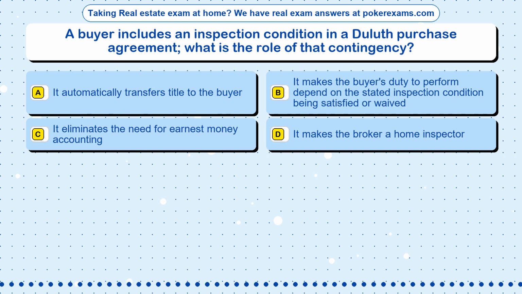Question 78. A buyer includes an inspection condition in a Duluth purchase agreement. What is the role of that contingency? Option A. It automatically transfers title to the buyer. Option B. It makes the buyer's duty to perform depend on the stated inspection condition being satisfied or waived. Option C. It eliminates the need for earnest money accounting. Option D. It makes the broker a home inspector.